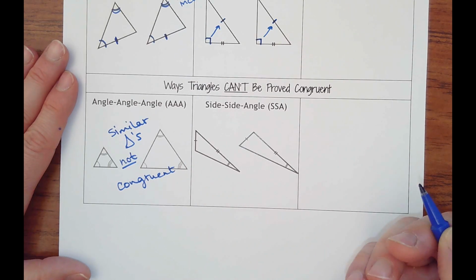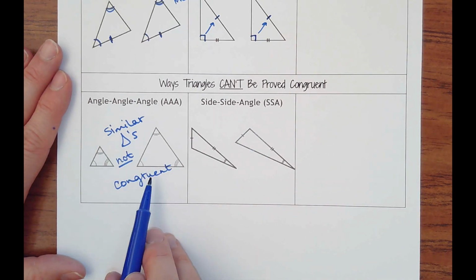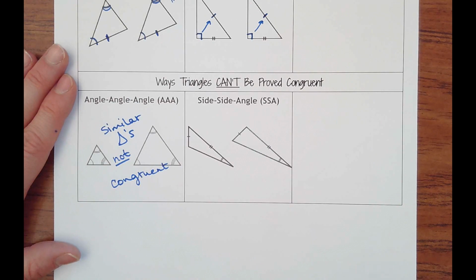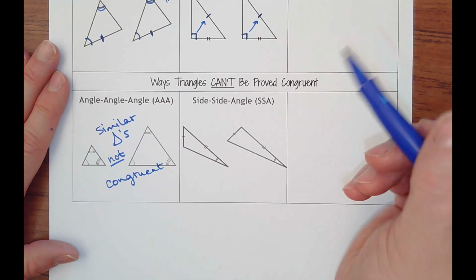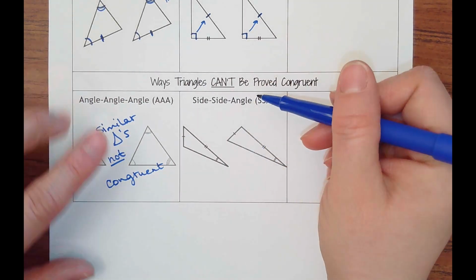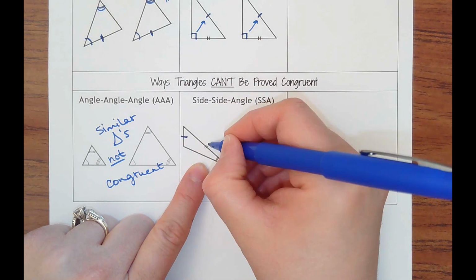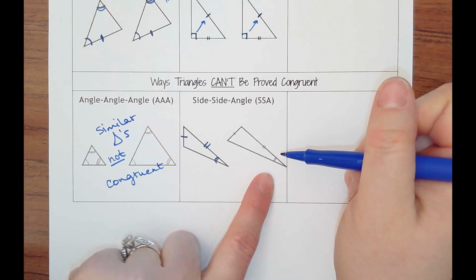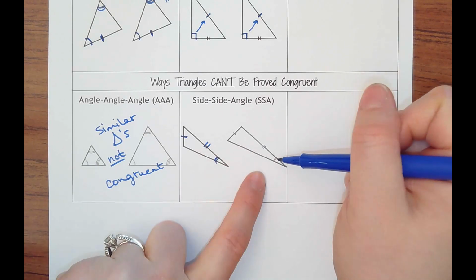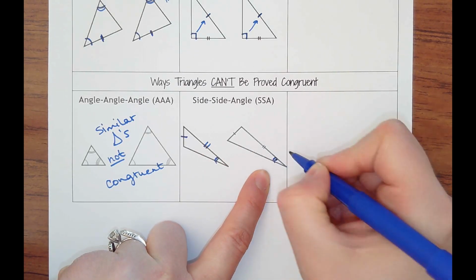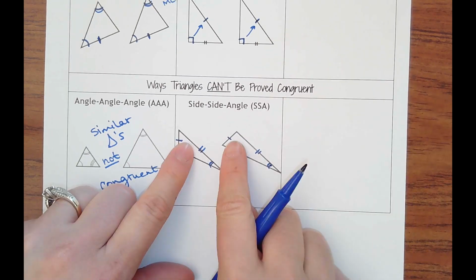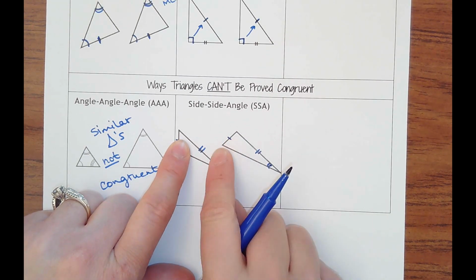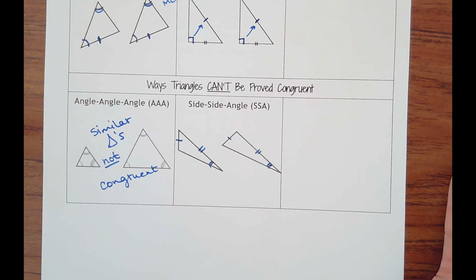Okay, we did a whole unit on similar triangles and saying they have the same angles, but the sides are actually proportional, not congruent. And then the other one is side, side, angle. So I've got a side, another side, and then an angle that's not included. Well, you can see here, these triangles are not exactly the same. They have the same angle, and they have two sets of congruent sides, but look at that difference in angles here. It's just how this triangle is formed. We don't know that they're going to be exactly the same.